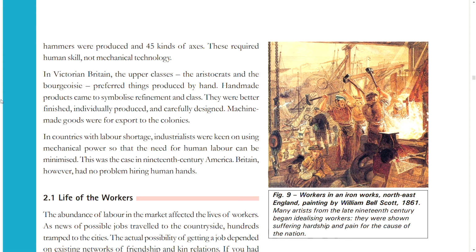In Victorian Britain, the upper classes, the aristocrats and the bourgeoisie, preferred things produced by hand. Handmade products came to symbolize refinement and class. They were better finished, individually produced, and carefully designed. Machine-made goods were for export to the colonies. In countries with labor shortage, industrialists were keen on using mechanical power so that the need for human labor could be minimized. This was the case in 19th century America. Britain, however, had no problem hiring human hands.